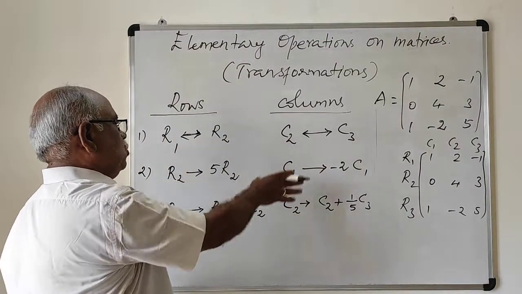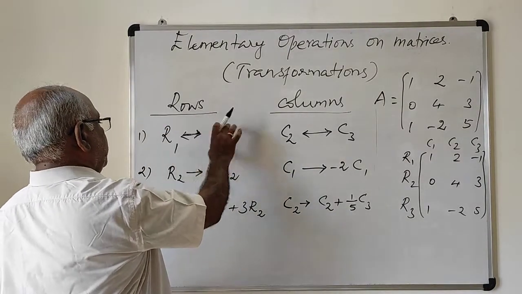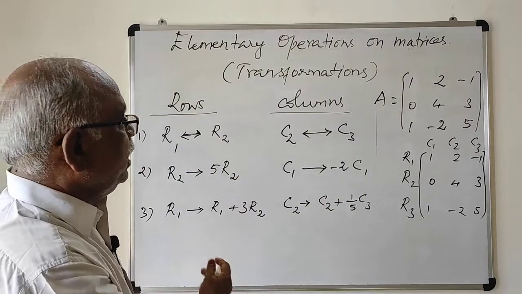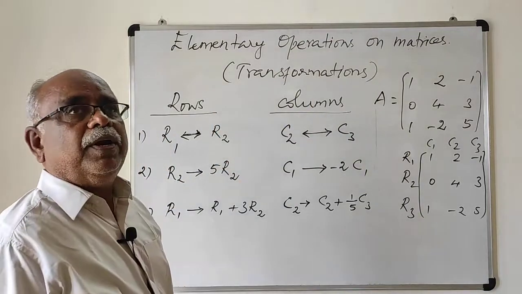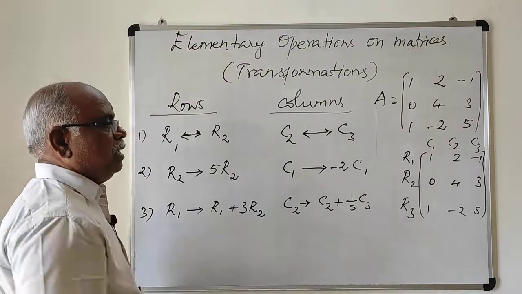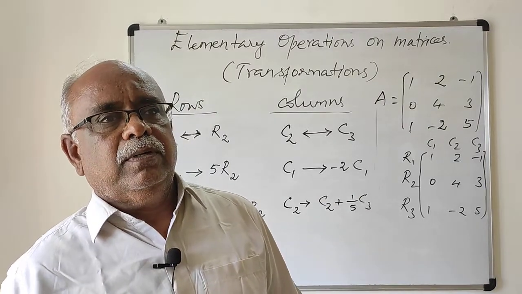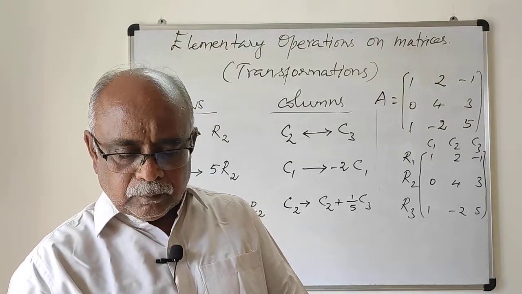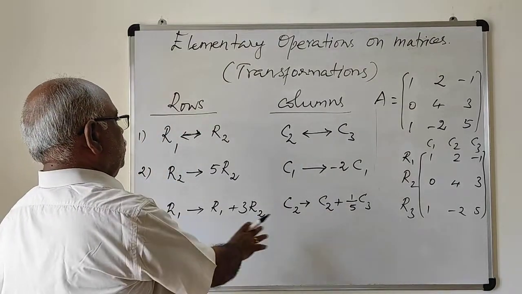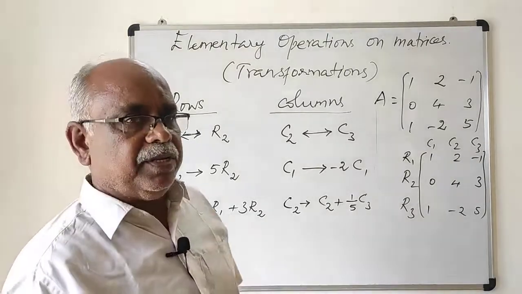These are the 3 sets, totally 6 operations, as they say in your book. 3 operations on rows and 3 operations on columns, totally 6 operations. These operations are called elementary transformations or elementary operations on matrices. Using these operations, we are going to introduce another concept, invertible matrices.